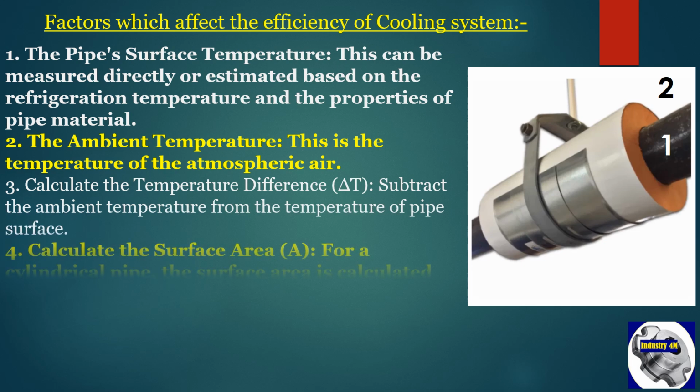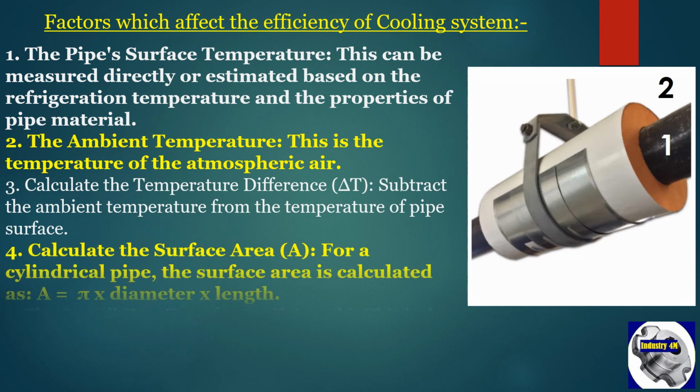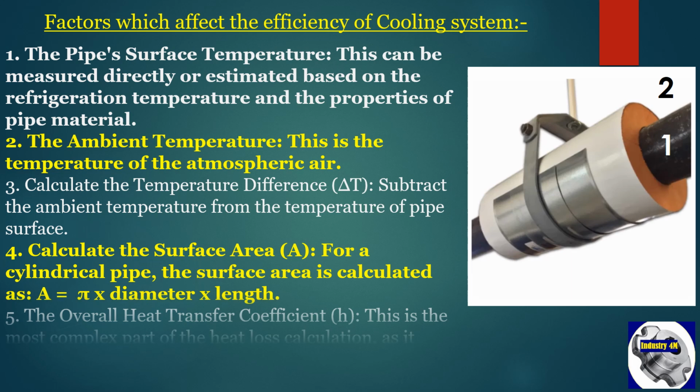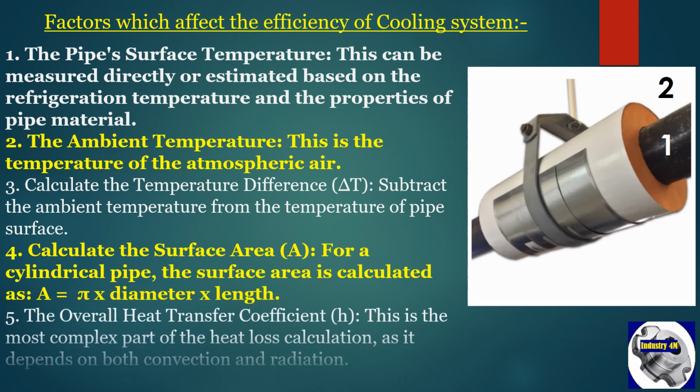Calculate the temperature difference: subtract the ambient temperature from the temperature of the pipe surface. Calculate the surface area. If the pipe is cylindrical, then the formula is pi times d times L. Then the overall heat transfer coefficient H. This is the most complex part of the heat loss calculation as it depends on both convection and radiation.